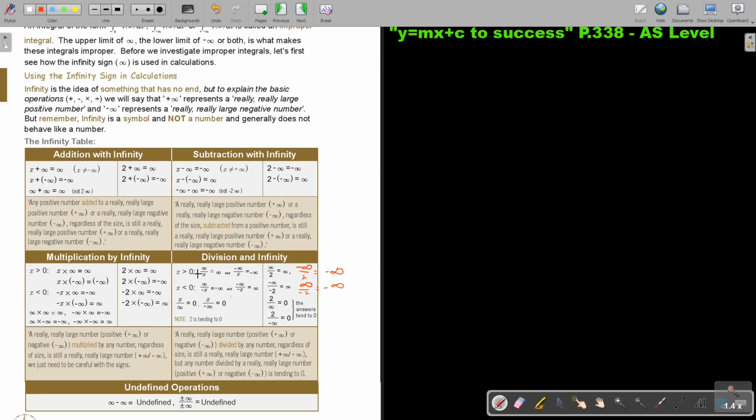So if the infinity is on top and the number at the bottom, it's infinity. And now is the one I want you to check. If the number is on top in the numerator and the infinity is in the denominator, then it's going to become 0. So 2 divided by infinity is 0. 2 divided by negative infinity is 0. And for me, this is very important, because most of the time the result was just infinity, but here it's 0.